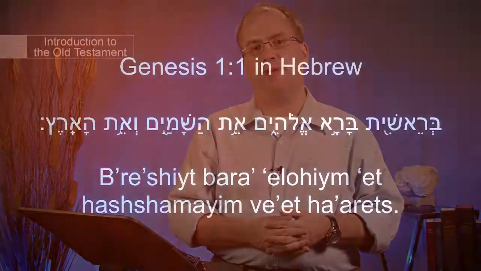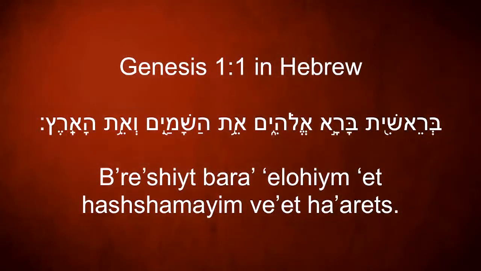And a little bit of what Hebrew sounds like. Genesis 1:1 in Hebrew sounds like this. Bereshit bara Elohim et hashamayim ve'et haaretz, which of course in English means, in the beginning, God created the heavens and the earth.